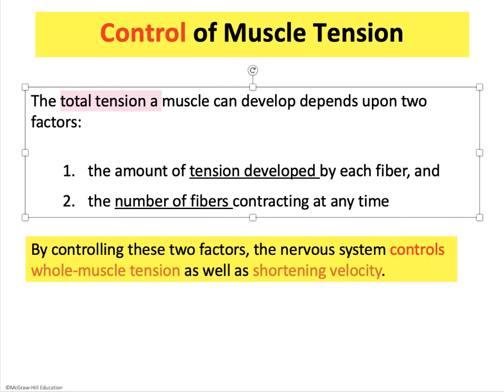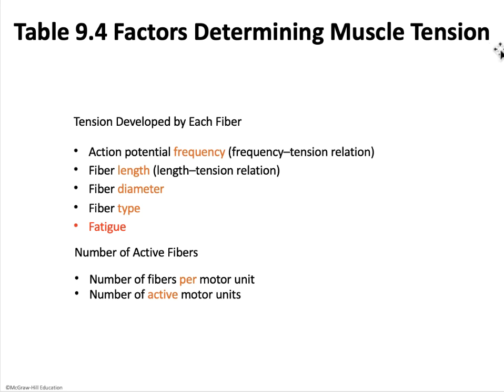In concluding this section of the chapter, the next few slides allow us to make some general conclusions about muscle tension. So the total tension that a muscle can develop depends on two factors: the amount of tension developed by each fiber, each muscle cell, and the total number of fibers that are contracting at any one time. So by adjusting between these two, the body can control whole muscle tension as well as the shortening velocity of that muscle. Which factors determine muscle tension?